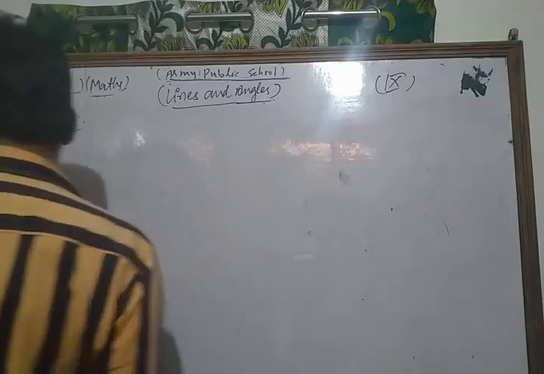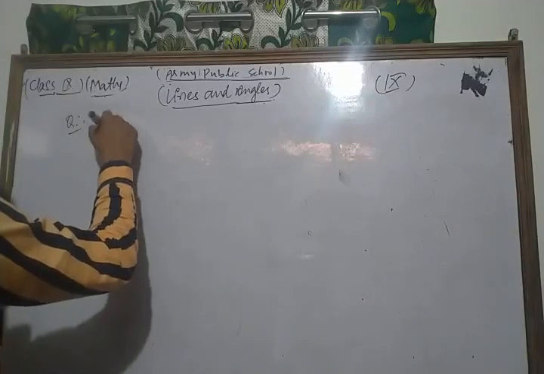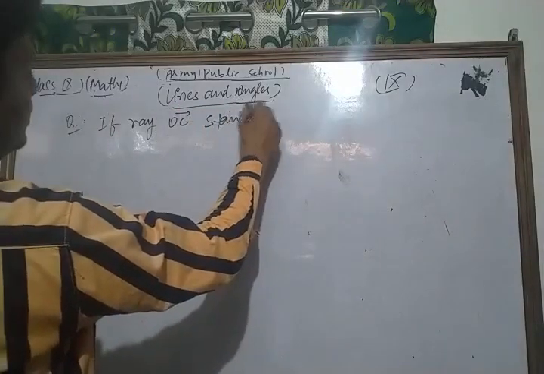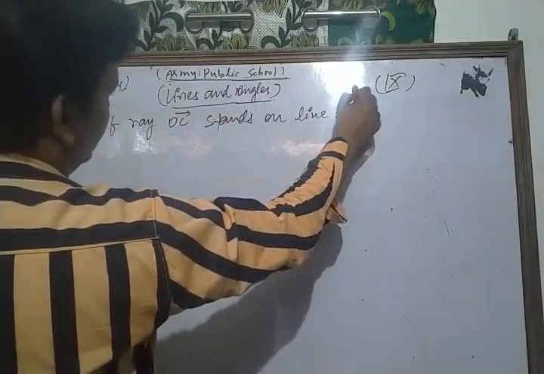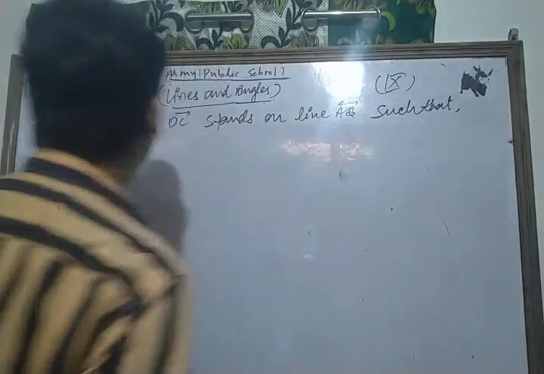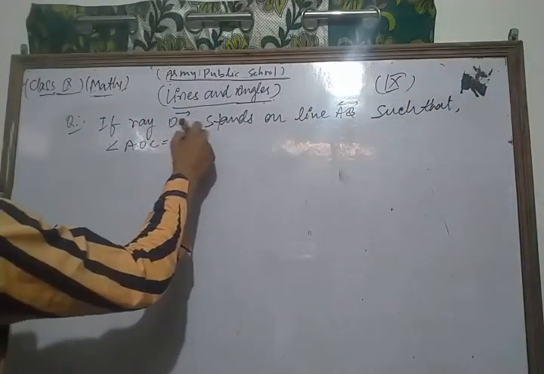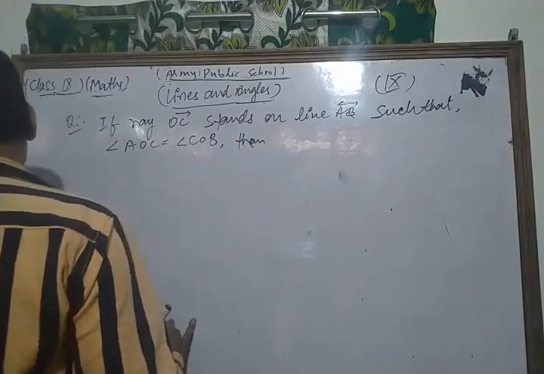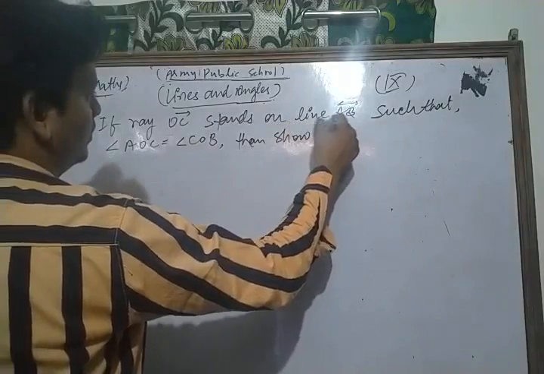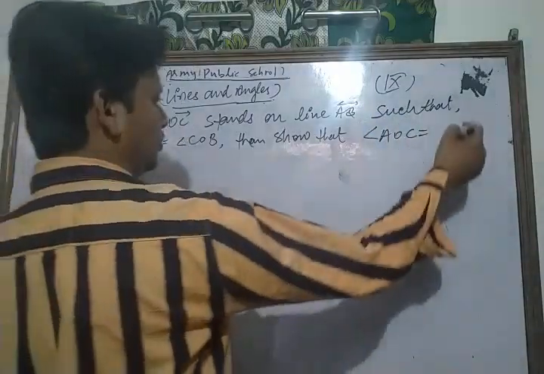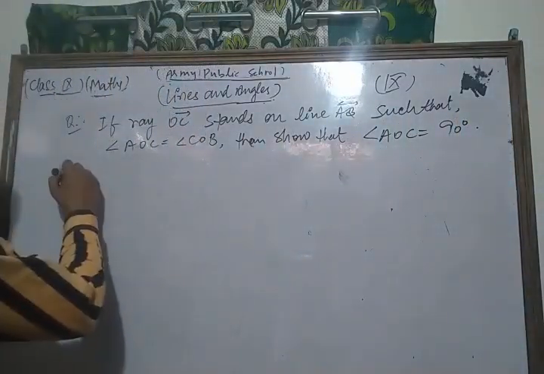Okay, let's see. We take the first question. Your question is: if ray OC stands on line AB such that angle AOC is equal to angle COB, then show that angle AOC is equal to 90 degrees. Now let's see its solution.